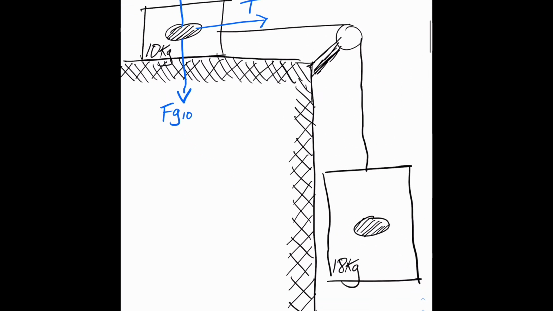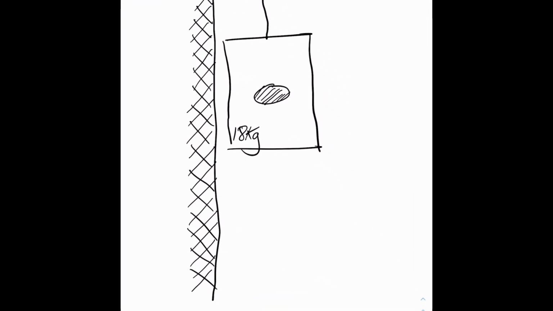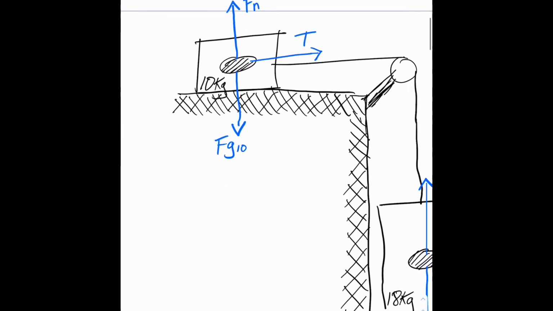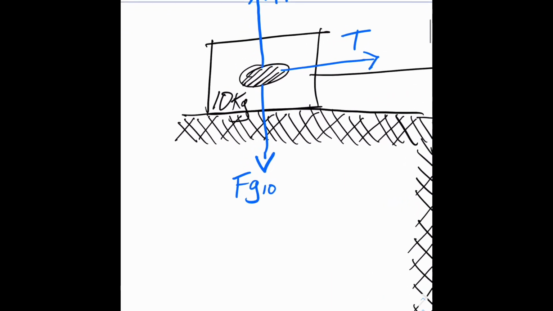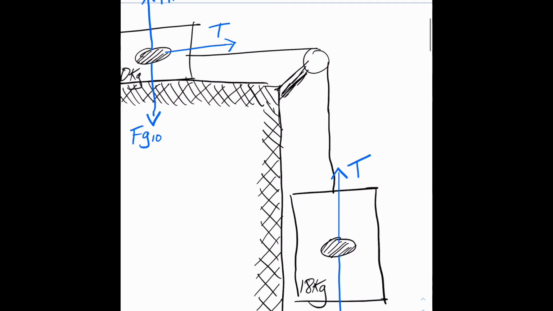On this block over here on the right, we are going to have tension once again, but this time pulling up. We're going to have another force gravity. I'm going to draw this one a little longer. This is going to be FG18. And that's it. Notice there's no frictional force. Obviously this one's not contacting the table, but especially on this one right here, because mu is 0. There could have been friction, but there isn't for this problem. Just like there's no friction from our pulley.